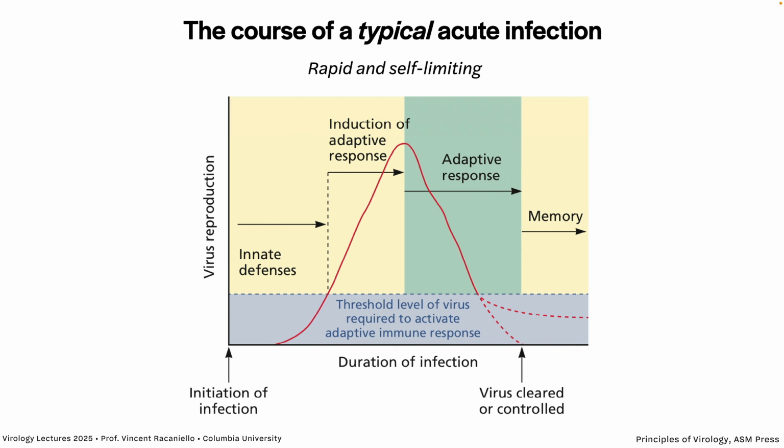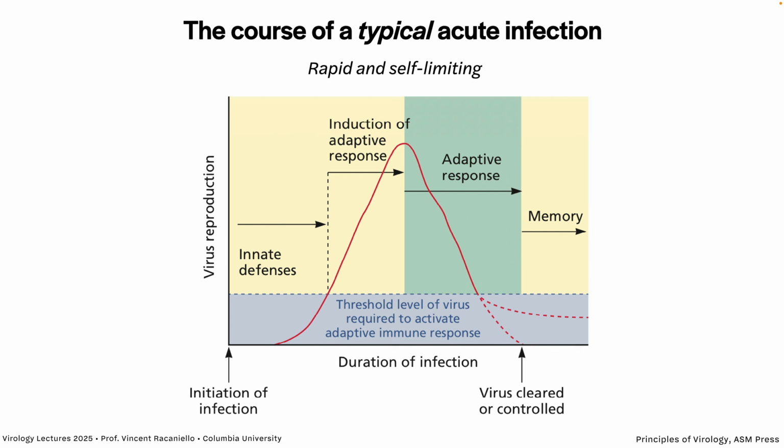So initially, the innate defenses are at play from the beginning of infection to the first hours. And most infections are in fact controlled by the innate defenses. But many are not controlled, so the titer exceeds this threshold, and then we have activation of adaptive responses.